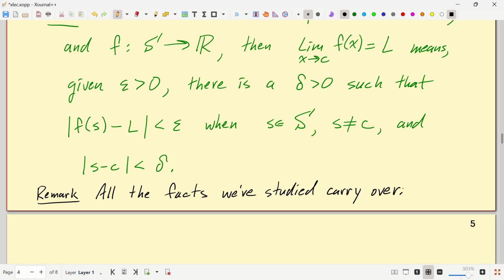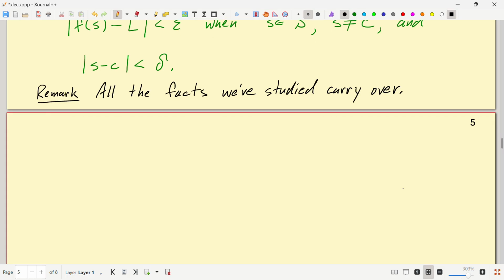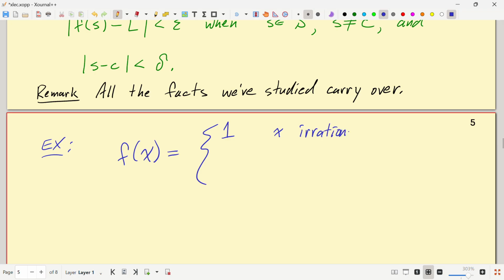Okay. And to illustrate why you might want to need this fact, let me do an example here that's kind of fun. Let f of x, this is a classic example of a function that comes up in real analysis. Let it be equal to 1 if x is irrational and 0 if x is rational.